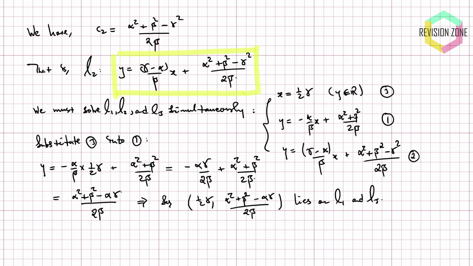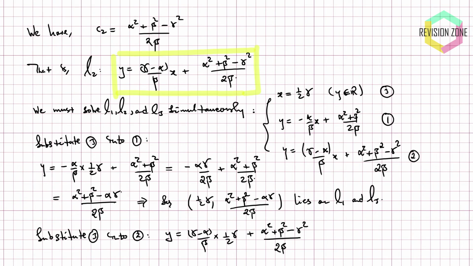And so we now solve equations 3 and 2 simultaneously. In other words, find the intersection of the line L3 and L2. And we do the same. We substitute equation 3 into equation 2. So I take this x and I replace it by a half gamma, right? Which will give me this expression here. And we'll play the same game, which is to multiply these two fractions. So let's see what we'll get.